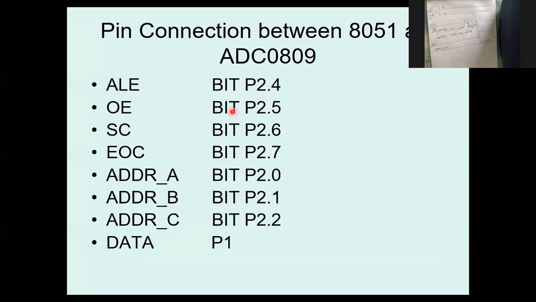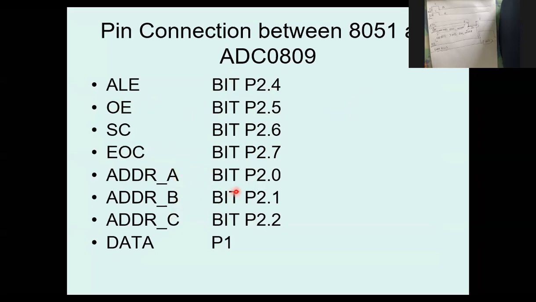If you have a camera, just take a snap. It is a very much a requirement, otherwise you cannot understand the program. Or if you have a pen, write down all those things: ALE is connected with bit P2.4, OE is connected with bit P2.5, SoC is connected with P2.6, and EOC is connected with P2.7.